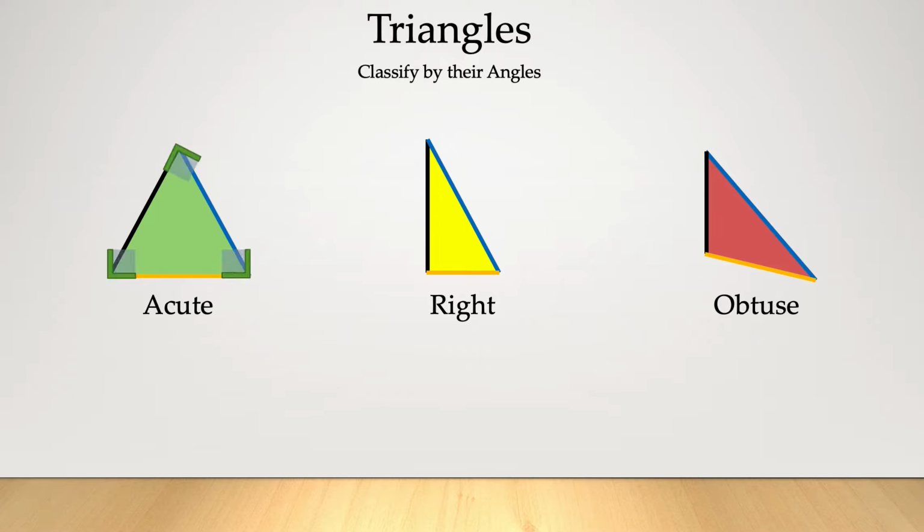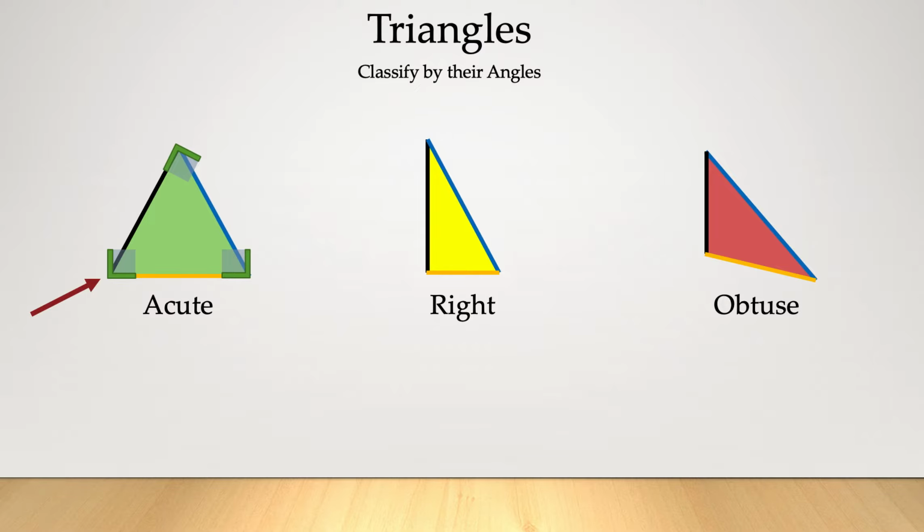Well, the easy way is to form an L with either hand, and if that vertex forms an L, then it's a right angle, and if it's less than that, it is acute, and if it's more, then it is obtuse. Now let's go ahead and take a closer look at the acute triangle.